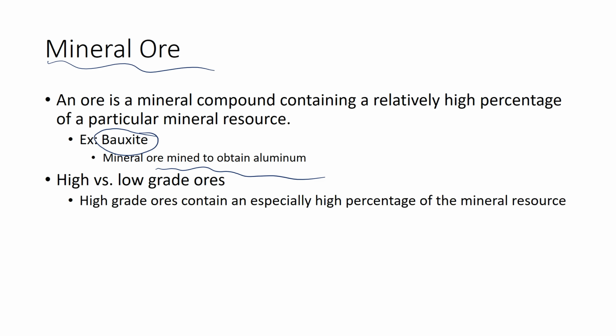All right, and then our ores themselves, even though they do have a higher than normal concentration, we still separate into what we call high-grade ores and low-grade ores. High-grade ores contain an especially high percentage of the mineral resource. So those are our gold standard, if you will. Get it? Gold standard mineral. Come on.